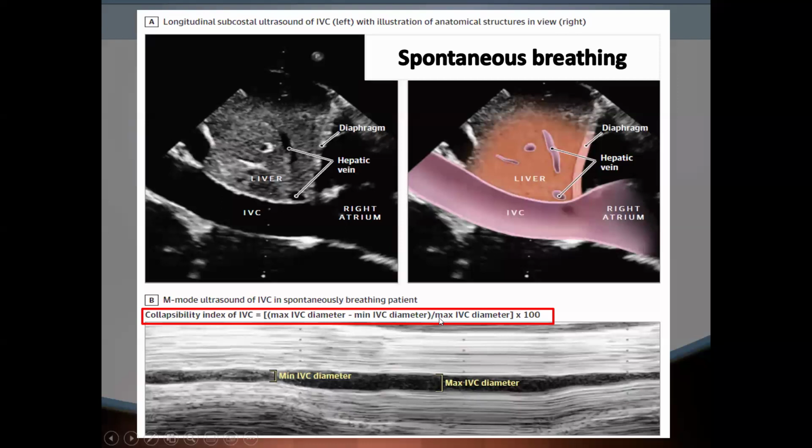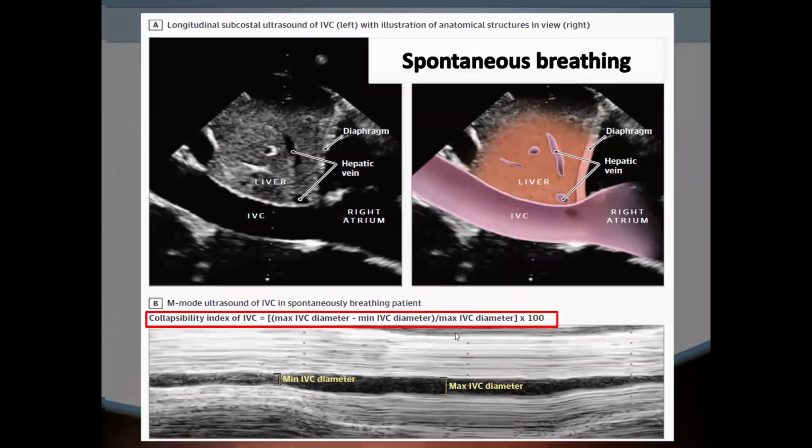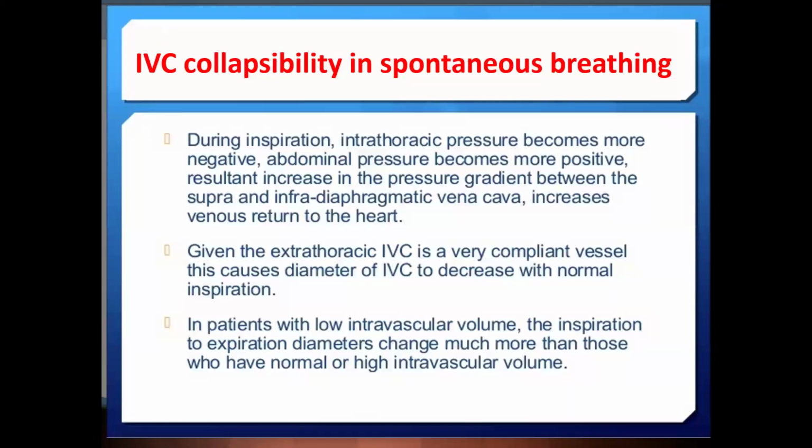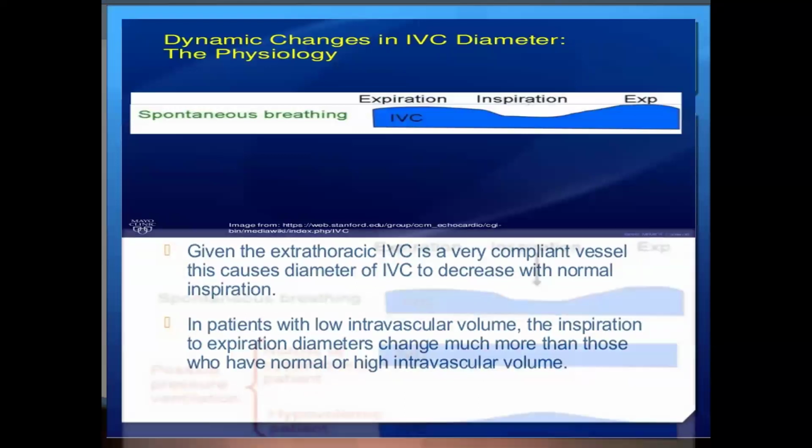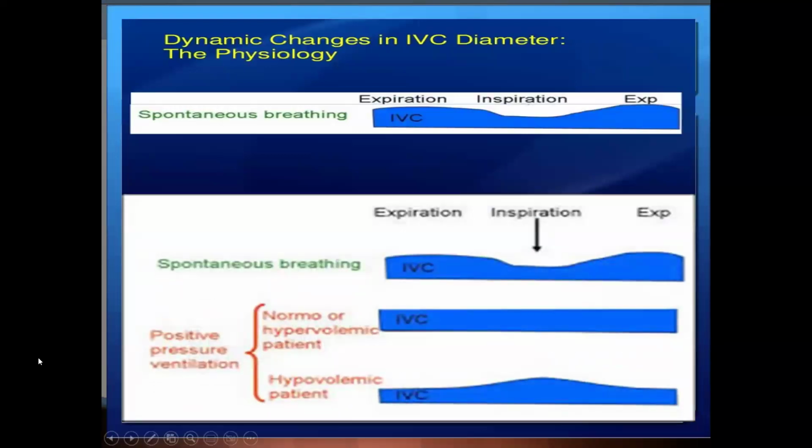We have to be cautious here because the two equations will be different. In spontaneous breathing, the collapsibility index is divided by the maximum IVC diameter. We explained this one already. Here is a diagram showing the difference between spontaneous breathing and positive pressure ventilation. Here is spontaneous breathing: the IVC collapses in inspiration and distends in expiration. The opposite happens in positive pressure ventilation.